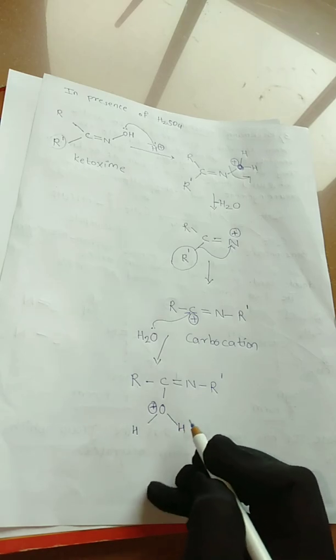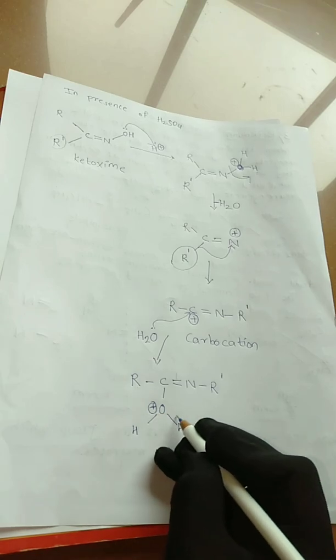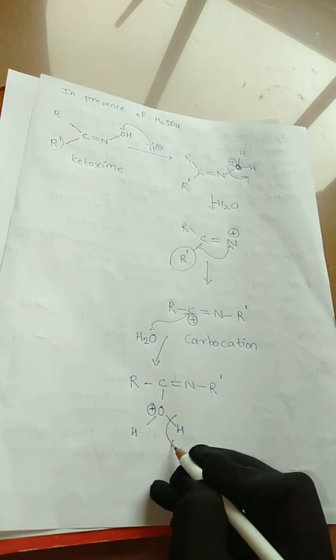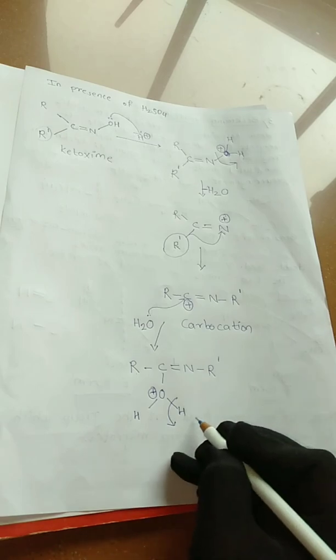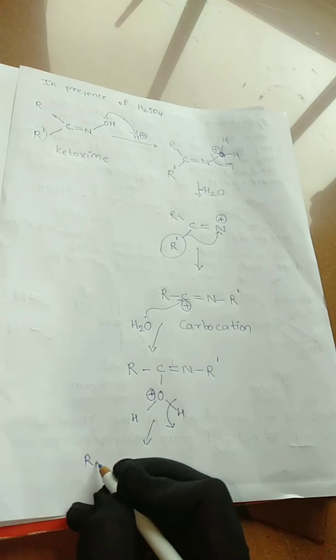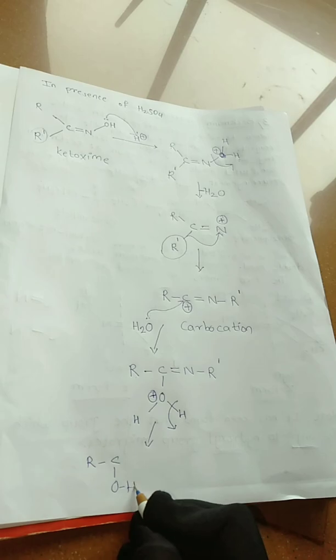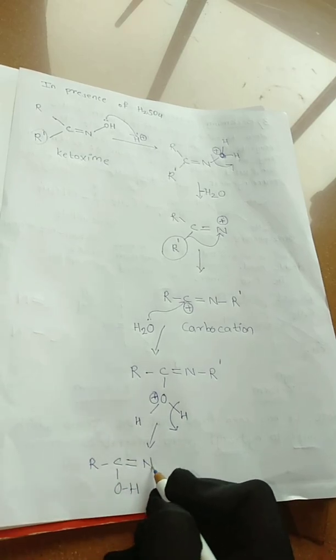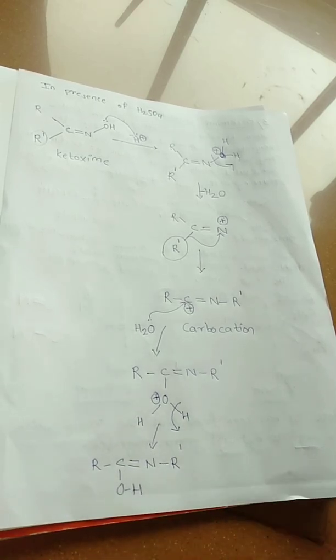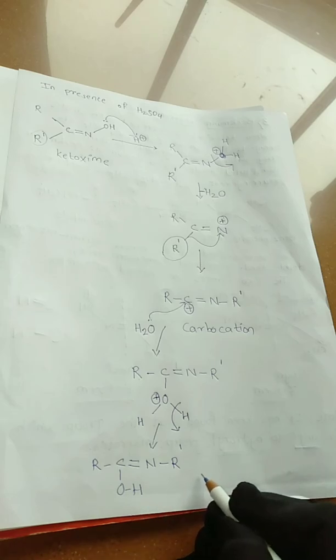Here you can see that oxygen again carries a positive charge. So we have to make it neutral. How will you do that? By deprotonation. So what we will get is R, C, OH, double bond N, and another alkyl group. This we will get. What we have in our product is an amide.